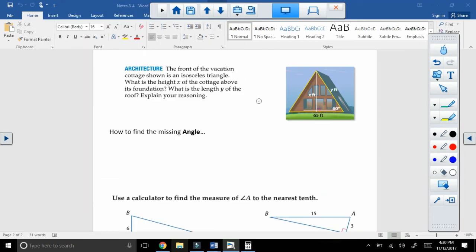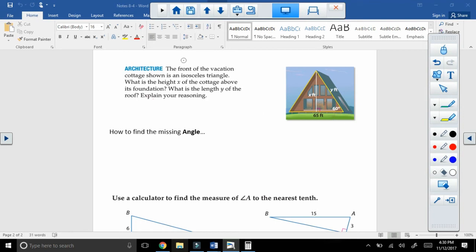And in this last example, again, we're still finding the missing side, but we actually want to find both missing sides here. And if you have watched the 8-3 notes already, you might already kind of know what to do for this. But I want to show this with sine, cosine, and tangent just to kind of tie it all together.